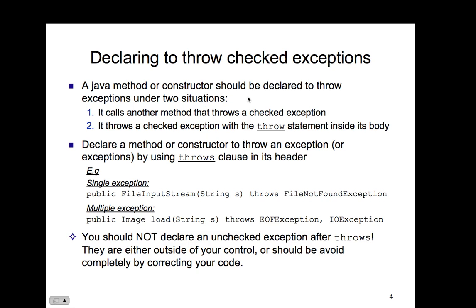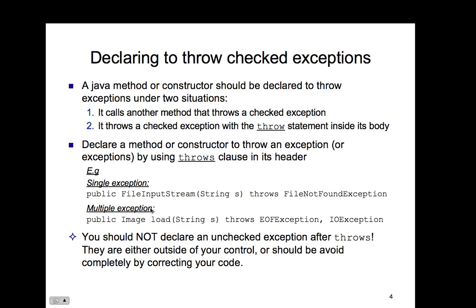The method or the constructor should be declared to throw exceptions under 2 situations. It calls another method that throws a checked exception. It throws a checked exception with the throw statement inside of the body. So we can either put it when we're declaring the class or the method, or we could put it in the body of the particular method that we're writing. So declare a method or constructor to throw an exception, or use exceptions by using the throws clause.